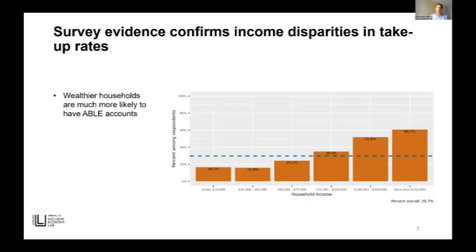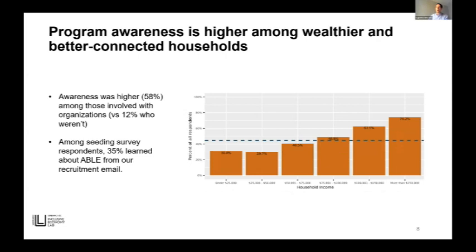This is supported by survey evidence. We have data from this other survey that we implemented last year that confirms the income disparities in take-up rates. In other words, wealthier households are more than 3-4 times more likely to own an account compared to lower income households. Part of the barrier to take-up that we've identified is the program awareness. Some individuals are just not even aware that the program exists.